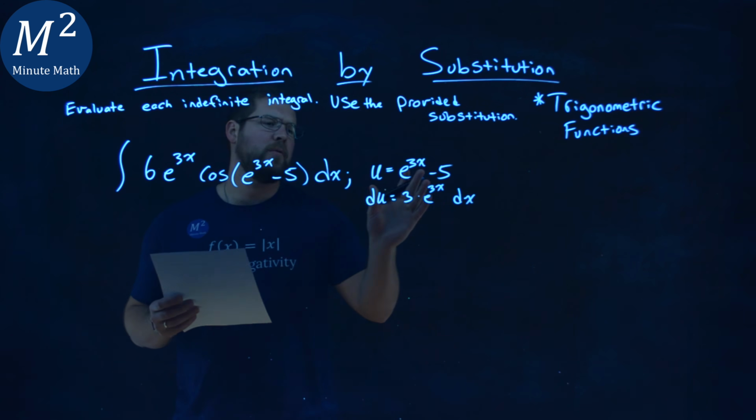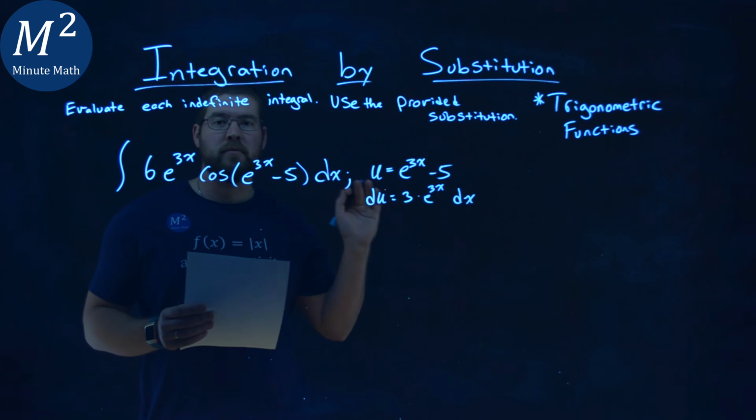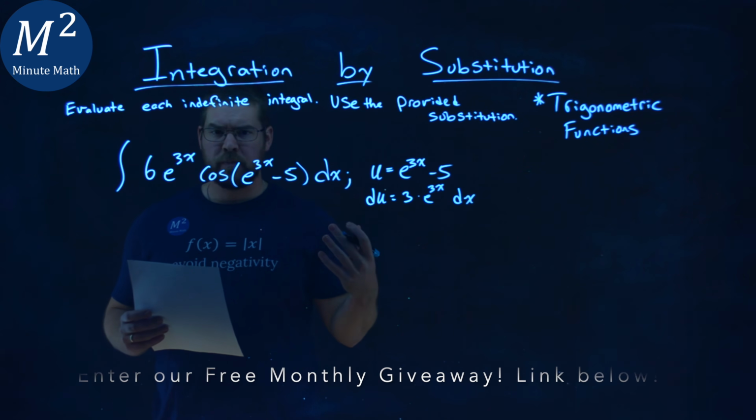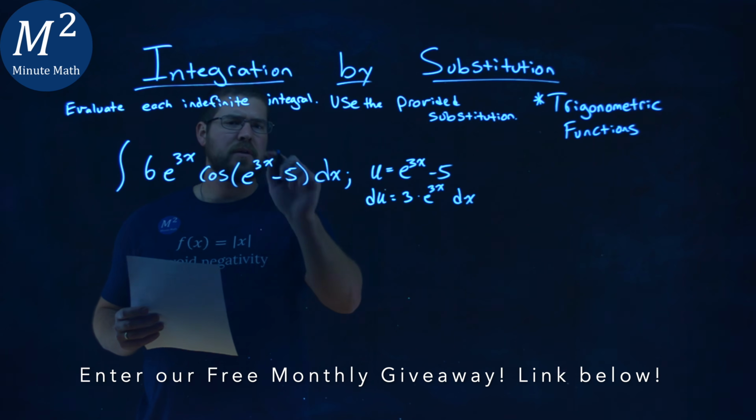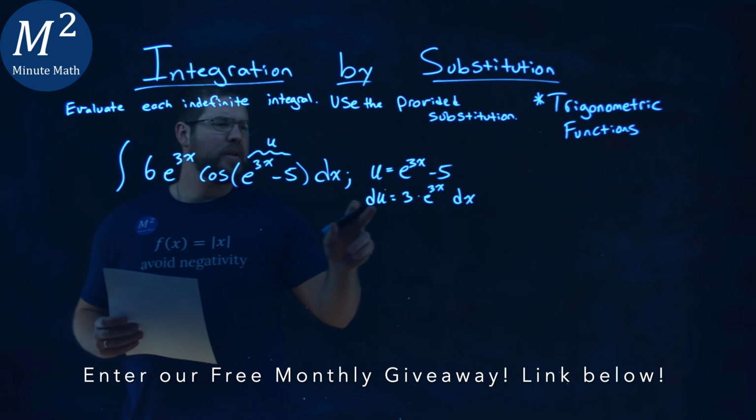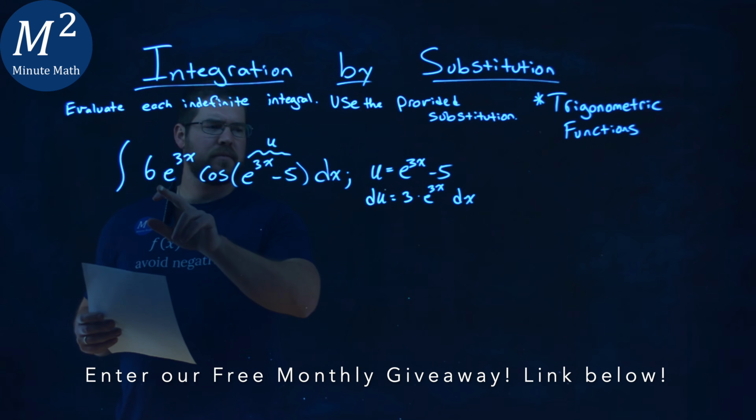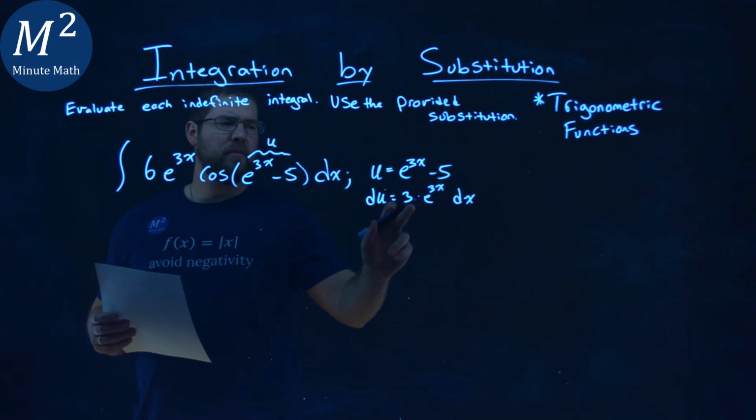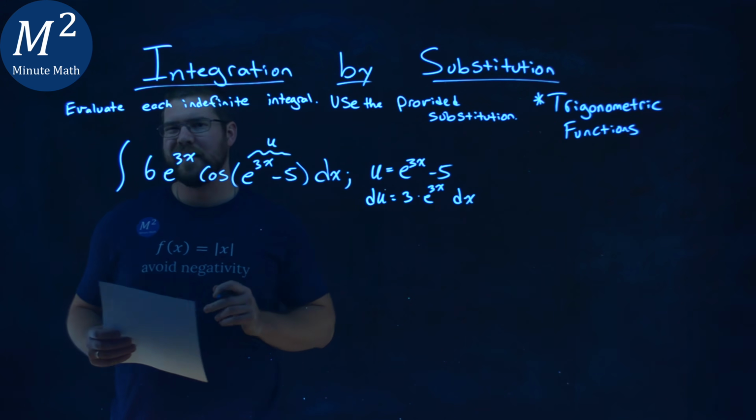So now we want to see if we can rewrite this function in terms of u and du. And we're kind of close. Clearly, our u value is what's inside of the cosine, right there. And our du is very close to this, right? We're only a little off. We have a 3 here as a coefficient, and here's a 6.